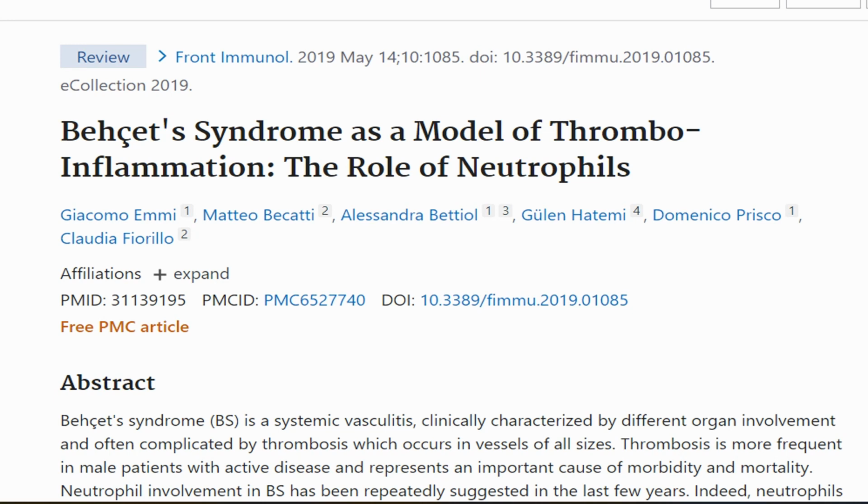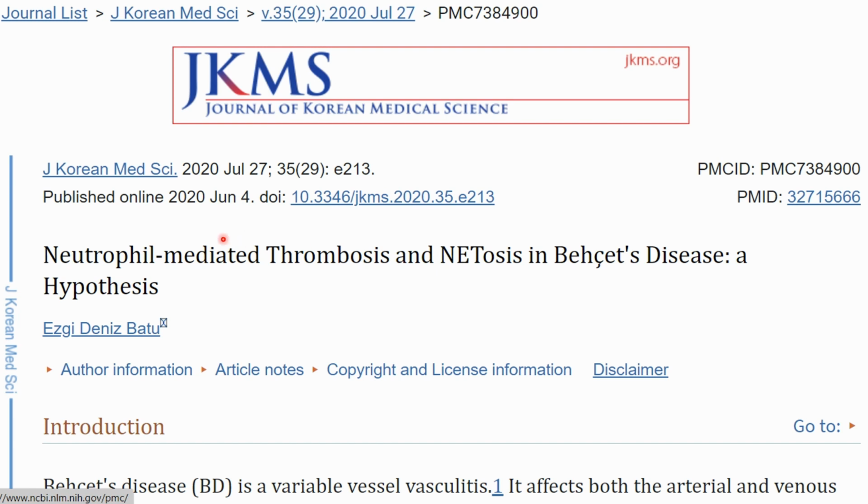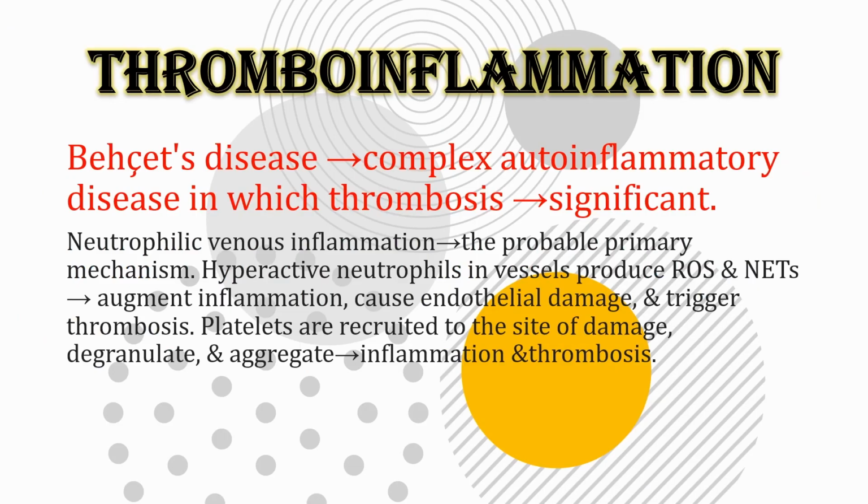As an example of the process of thromboinflammation in inflammatory disease, we have Behcet disease, Behcet syndrome. I got this paper published in Frontiers in Immunology 2019, Behcet syndrome as a model of thromboinflammation, the role of neutrophils. Another paper published in the Journal of Korean Medical Science 2020 says neutrophil-mediated thrombosis and NETosis in Behcet disease, a hypothesis. So in these papers, they are telling that, as we all know, Behcet disease is a complex autoinflammatory disease, and thrombosis is a significant aspect of the disease.